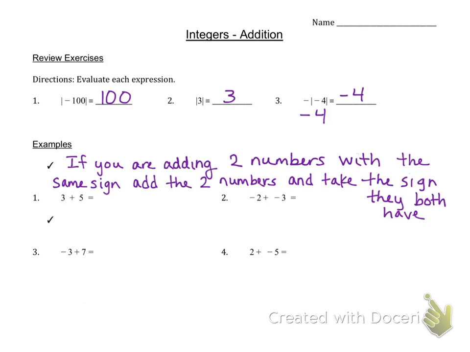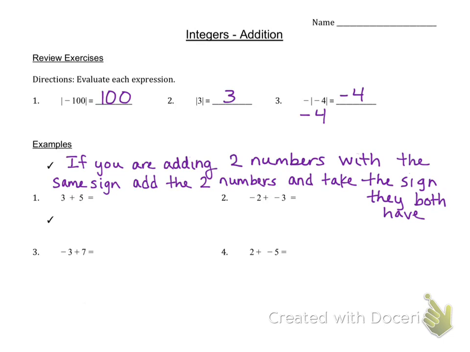Okay, so the first thing that we're going to look at is what happens when you add together two numbers that are either both positive or they're both negative. So if we look, I wrote if you are adding two numbers with the same sign, so if they're both positive or they're both negative, add the two numbers and take the sign they both have.